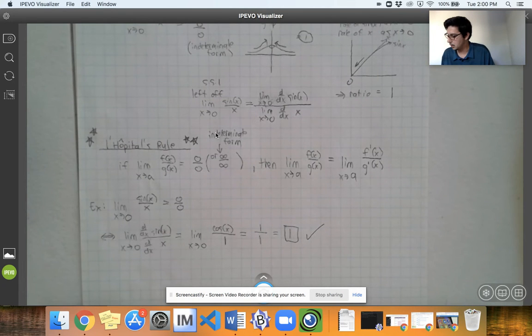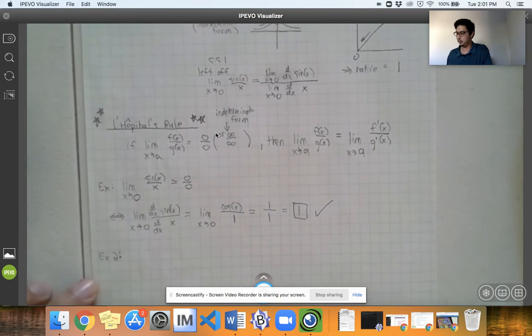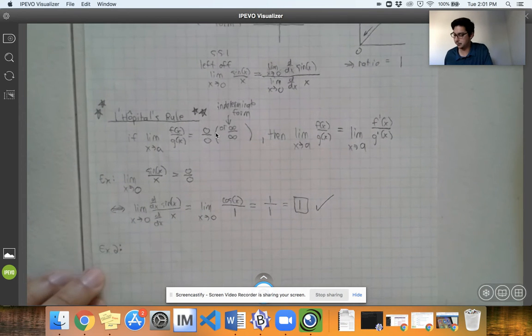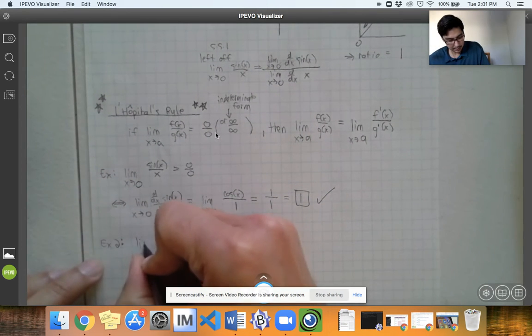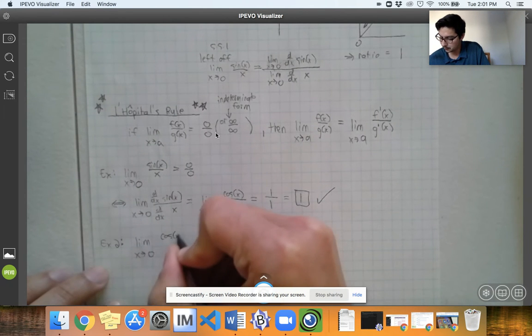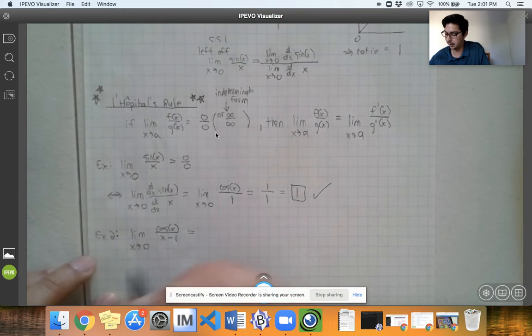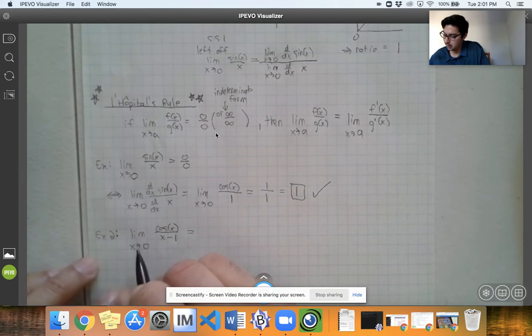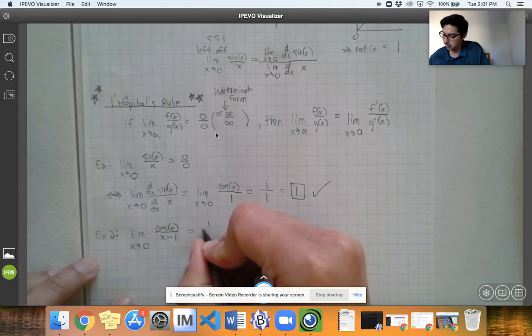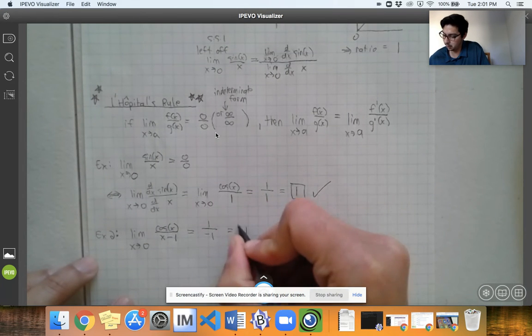So let's keep going. More examples. Example number 2 says, limit as x approaches 0 of cosine of x over x minus 1. All right, now I threw this one in for a reason. So let's try plugging this in. So if we plug it in, cosine of 0 is 1 over 0 minus 1, which is negative 1, which actually is equal to negative 1.